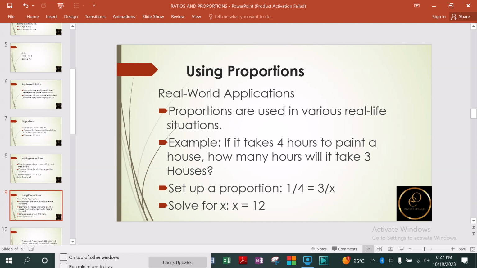Now we look at the next: how do you use proportions in the real world? By way of examples, proportions can be used in many ways in life. For instance, the example given here says: if it takes 4 hours to paint a house, how many hours would it take for 3 houses? You look at what the situation is here, and we set up a proportion.